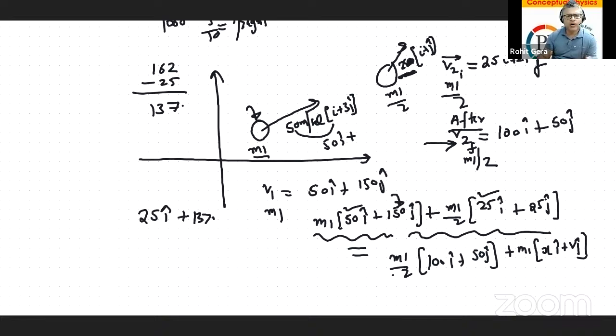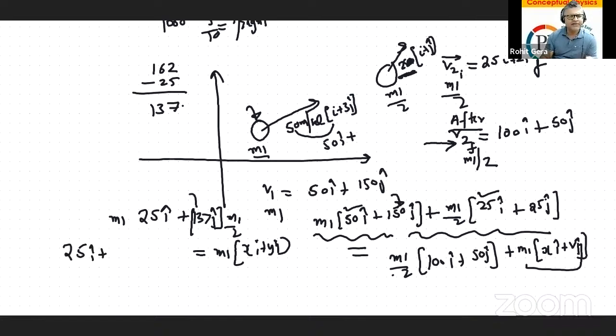So plus 137j is equal to m1 into, and of course there is an element of m by 2 here also, right? So I'm going to write it as m1 by 2, and this is m1, and this is the only thing which is left with me now, which is m1 into xi plus yj. M will get cancelled, so I'll be left with 25i plus, half of 137, roughly around 68.5, let's say 68j, is equal to xi plus yj.